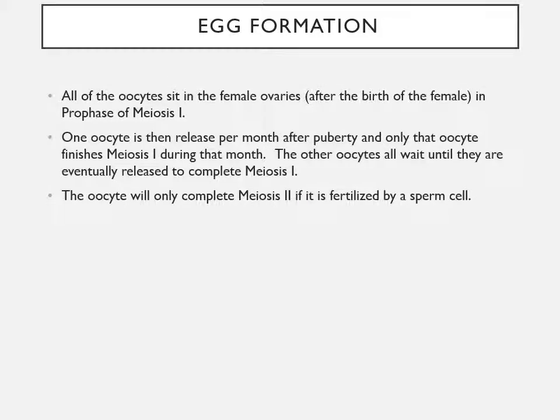All right, so all of these pre-egg cells, or these oocytes, sit in the female ovaries ever since the female is born in prophase 1 of meiosis. Now, the oocytes start getting released from the ovaries after puberty, and typically one oocyte will get released per month, and only that oocyte that gets released will finish meiosis 1 during that month. All of the other oocytes sit in the ovaries and just wait there and don't complete meiosis 1 until they are also eventually released from the ovary. Now, the oocyte will only complete meiosis 2 if it's fertilized by a sperm cell.